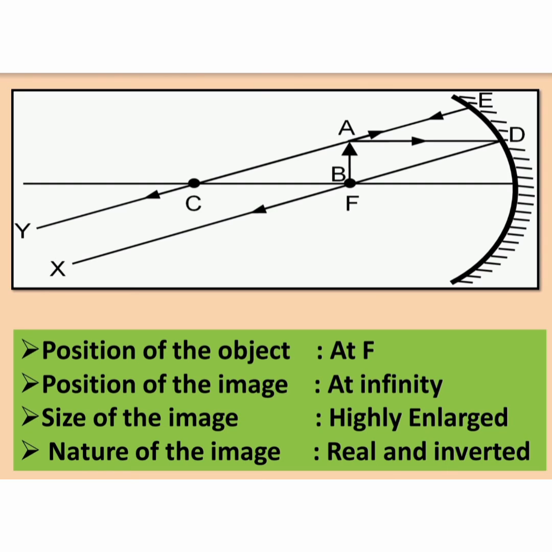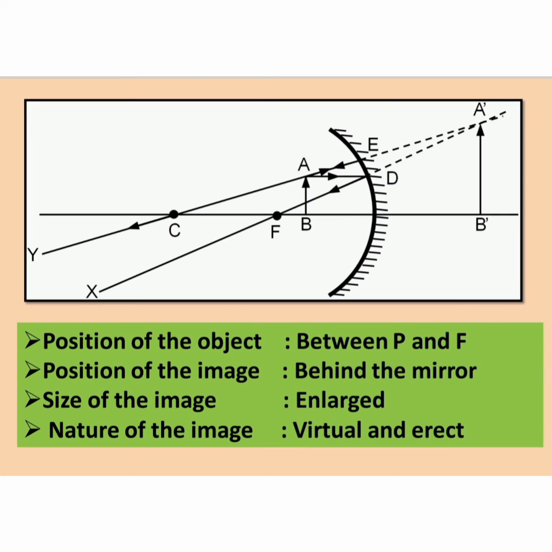The sixth position of the object in a concave mirror is between P and F, between the pole and the principal focus. See, the pole is very close to the mirror. Even it is the center of the reflecting surface, the center of the mirror. So the image will be obtained behind the mirror. When the image is obtained behind the mirror, the image cannot be obtained on the screen. So it is always virtual, and a virtual image is always erect, in the sense upright.